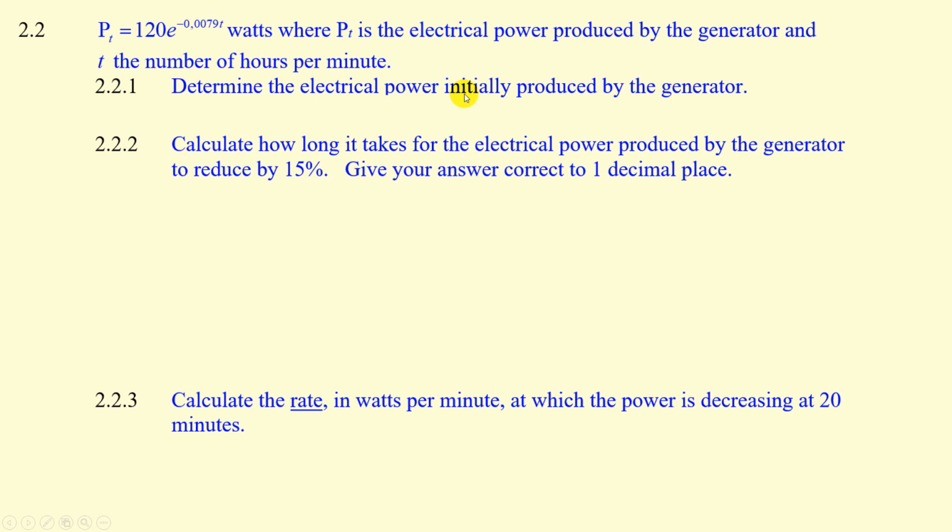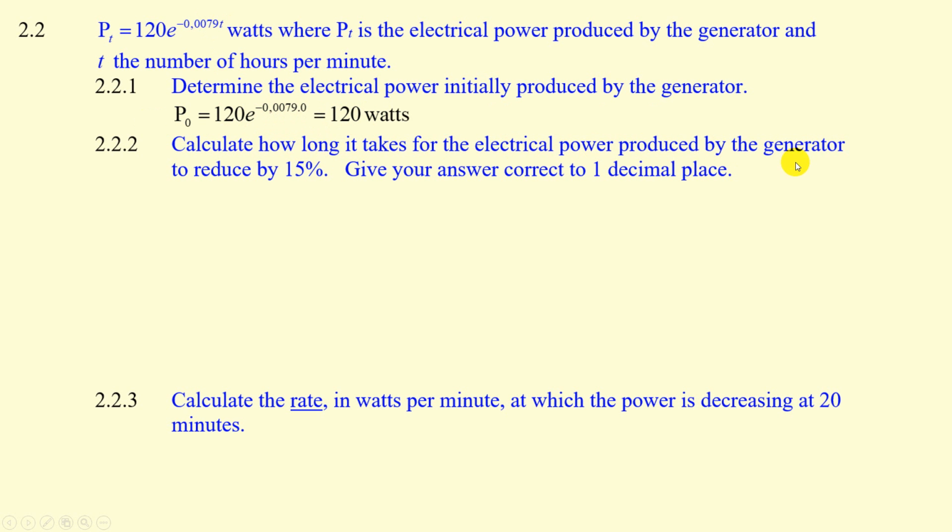We have to determine the electrical power initially produced by the generator. Well, initially t is equal to 0. So therefore, let's substitute 0 for t. There we are. And that gives you 120 e to the 0, which is 120. So there's your initial power.